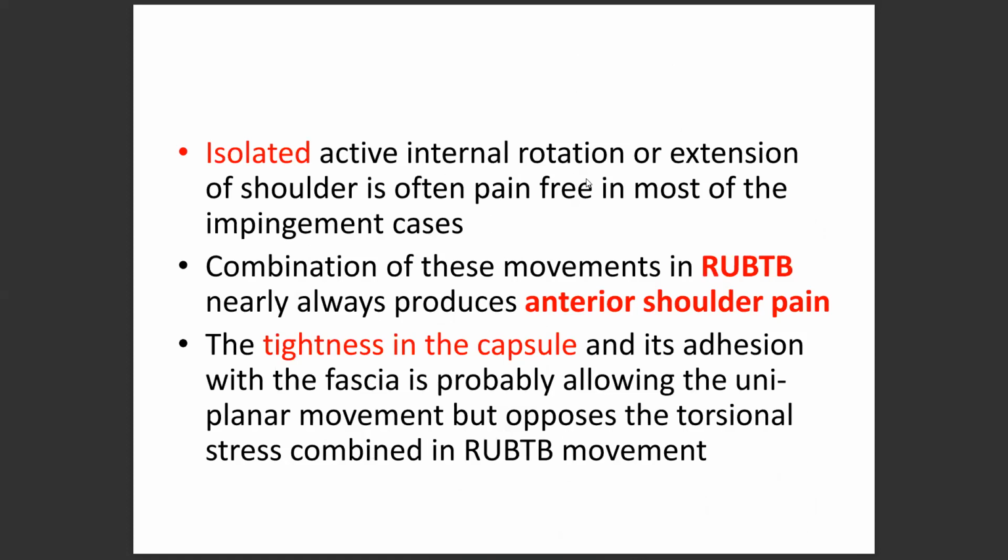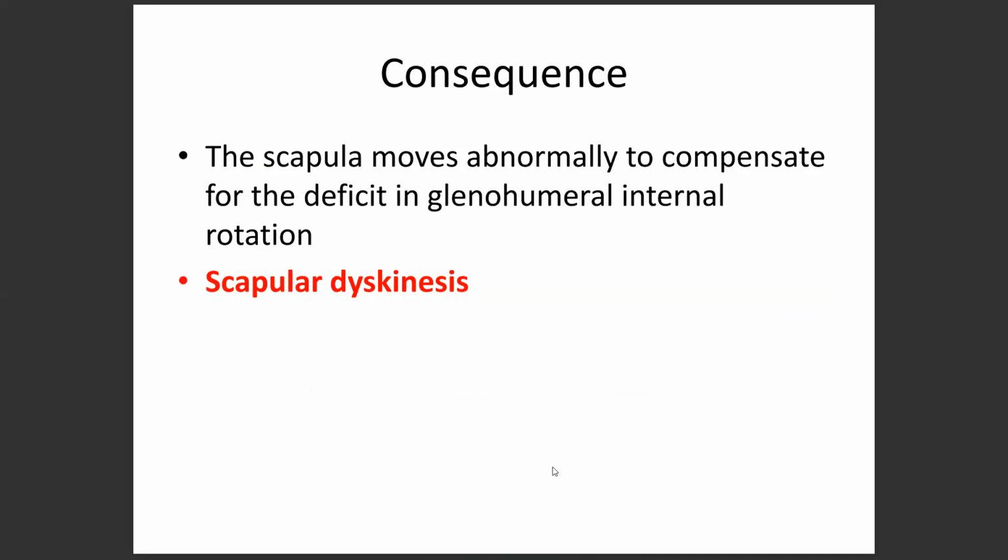Isolated active internal rotation or extension of the shoulder is often pain-free in most of the impingement cases. And the combination of these movements in reaching up behind the back nearly always produces anterior shoulder pain. A tightness in the capsule and adhesion with the fascia is probably allowing the uniplanar movement but opposes the torsional stress during the reaching up behind the back movement.